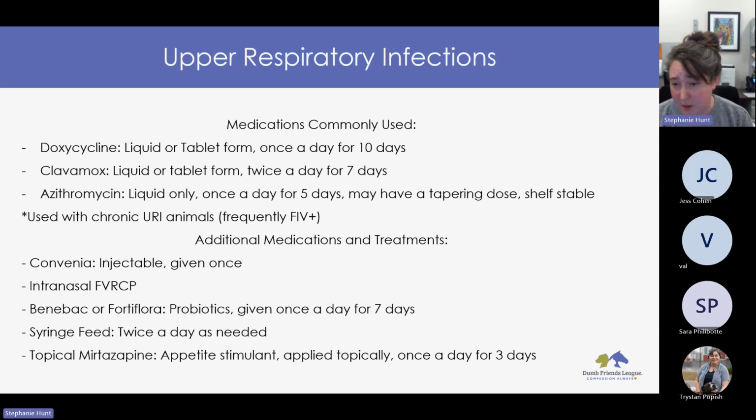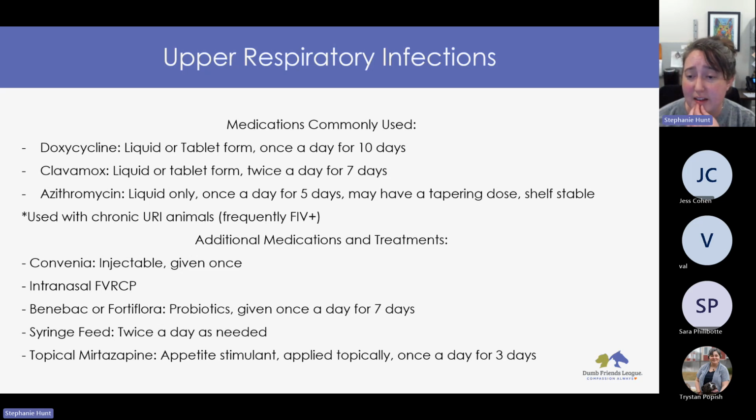Other medications or treatments might come up while we're also assessing and supporting through upper respiratory infections. Convenia is an injectable antibiotic. It's given once. It works inside of the animal's body for up to 2 to 3 weeks. It's not a great antibiotic specifically for upper respiratory infections. The benefit is that we can give it once and then we don't have to have hands on the animal on a daily or twice a day basis.